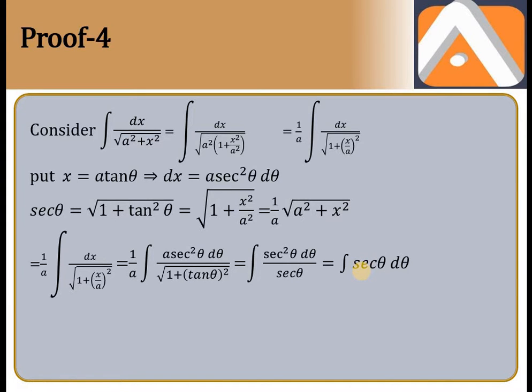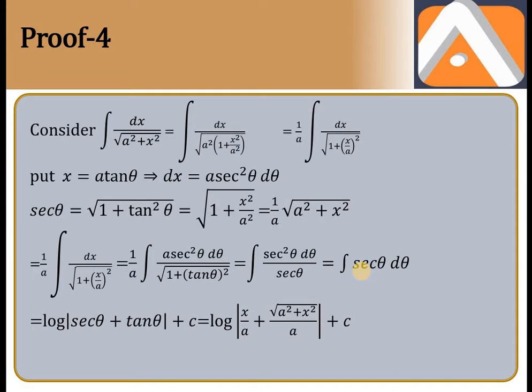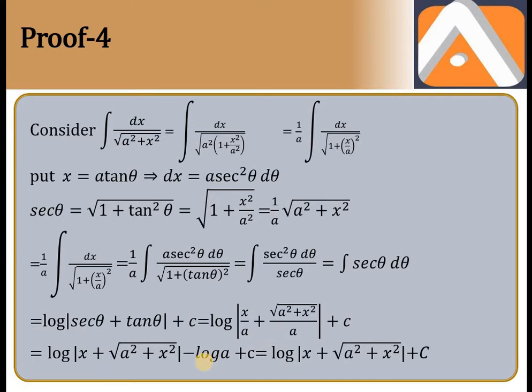Integration of secant theta, we have already studied the formula: log of sec theta plus tan theta plus c. Now I am going to replace the values of sec theta and tan theta. What is the sec theta value? Here we already derived sec theta as under root of a square plus x square by a. The tan theta value is x by a. So replace these values. Both have the same denominator, log m upon n, so you can write it as log m minus log n. See here, minus log a you will get.